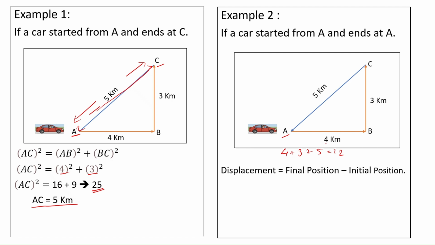Let's see why. From definition, displacement is equal to final position minus initial position. In this case, initial position is A and final position is also A. Therefore, displacement is equal to A minus A, that is equal to 0.